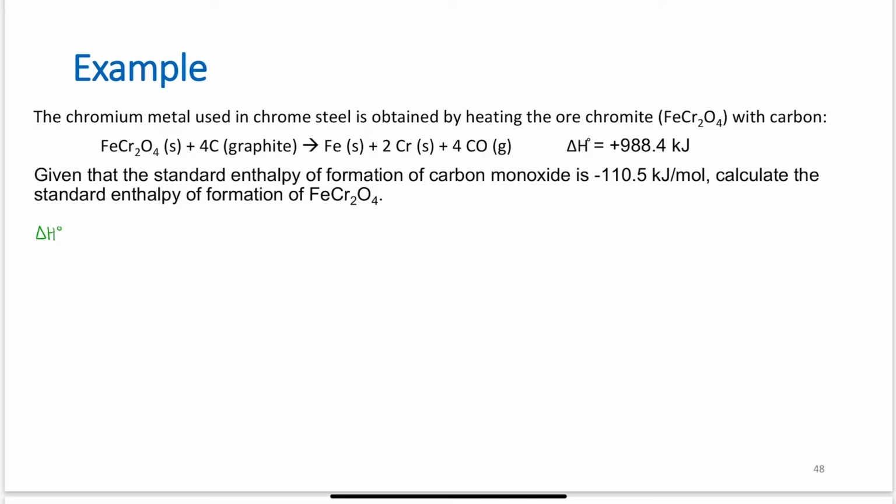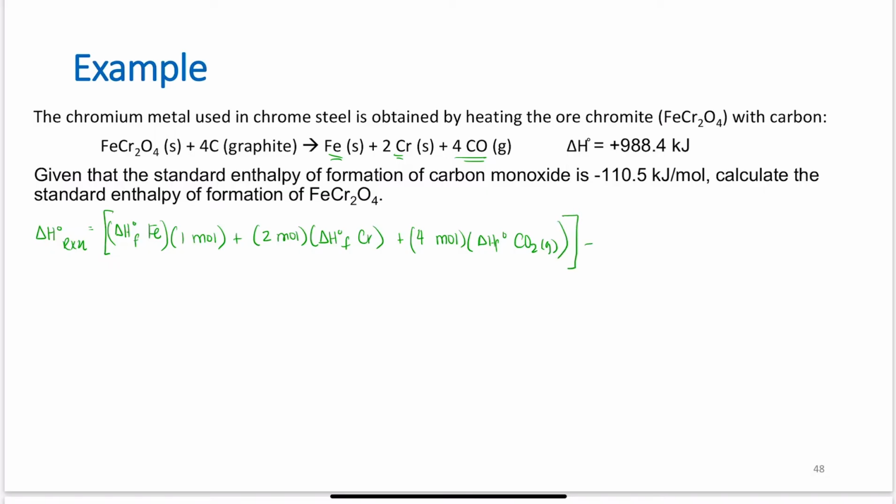Well, I know that my delta H for my reaction is equal to products minus reactants, so I know this is equal to delta H formation of iron. I've got 1 mole here, plus 2 moles times the delta H formation of chromium, plus 4 moles times the delta H formation of CO gas. And that's all my products minus my reactants.